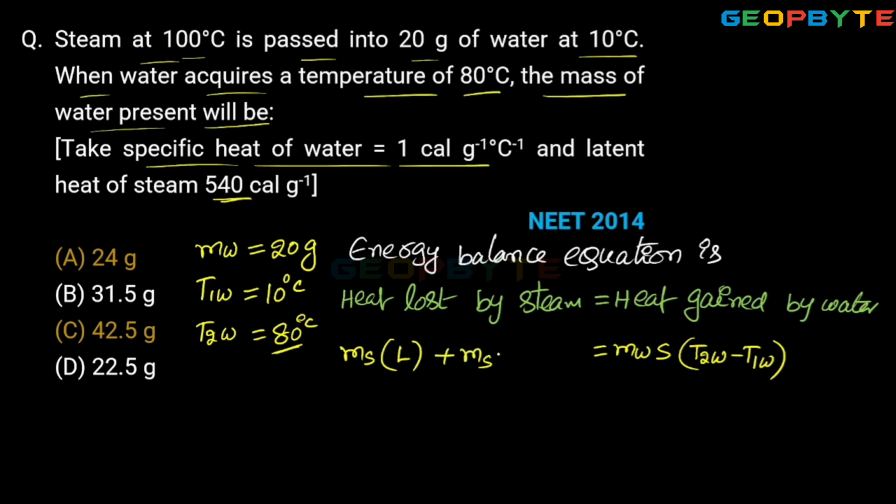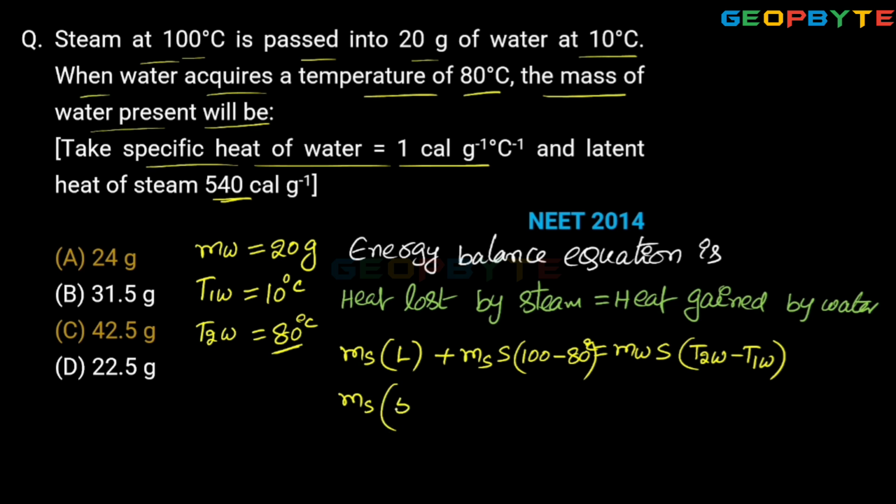mass of the steam into specific heat. The steam becomes water once the condensation is complete. Initial temperature of the condensed liquid is 100 degrees centigrade. Final temperature of that condensed liquid is 80 degrees centigrade.